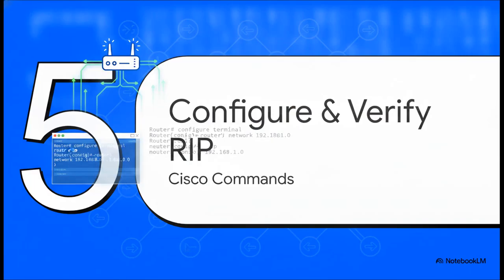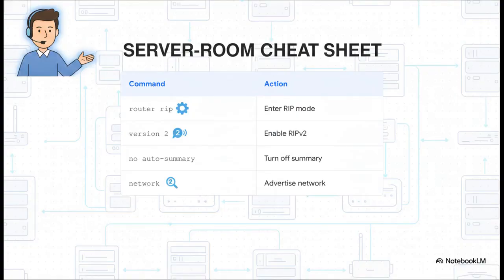And finally, Section 5, Configuring and Verifying RIP. Okay, so we know the theory, but let's actually build this together on the Cisco command line. Getting a modern RIP setup running really only takes these 4 simple commands. Think of this as your quick server room cheat sheet. First up, you type router RIP to jump right into the configuration mode. Second, you dictate the protocol with version 2. Third, you drop in that absolute lifesaver command we talked about, no auto summary, to prevent routing errors. And lastly, you use the network command followed by your network address to actually start advertising your connected networks out to the other routers. Super straightforward.